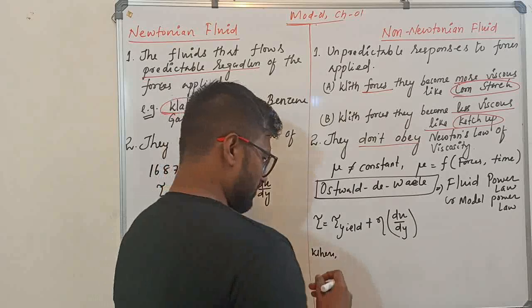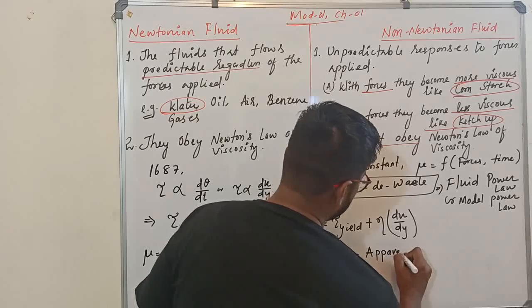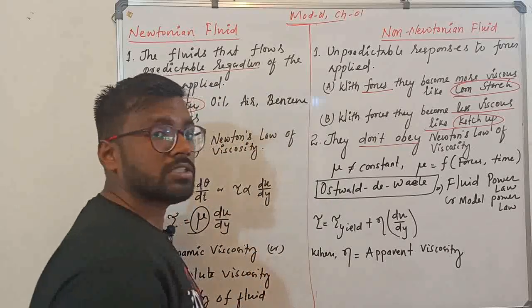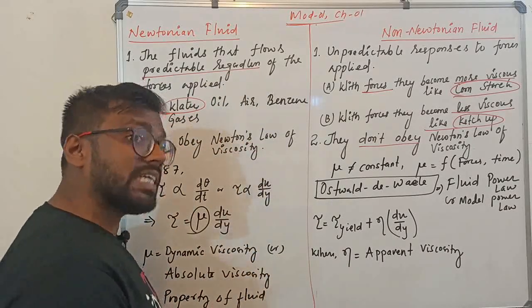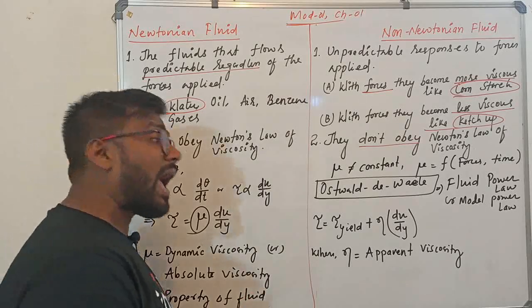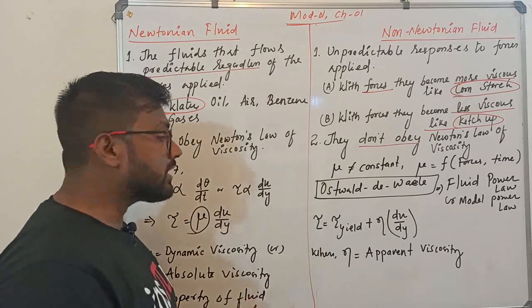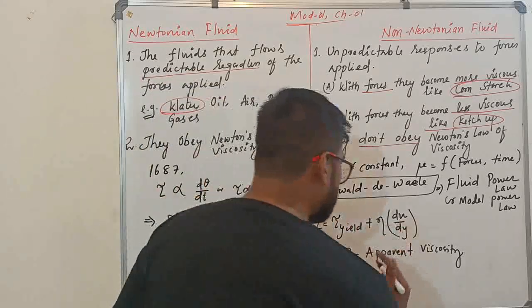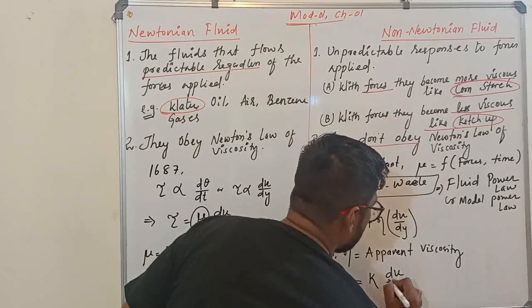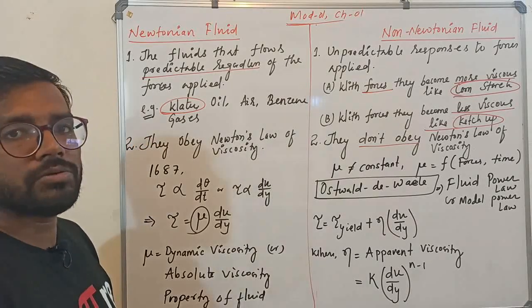Eta is your apparent viscosity. See, here viscosity is not constant. Viscosity is changing, so that's why it's not absolute viscosity. It's not a property. It's an apparent viscosity which adapts itself with respect to forces and time. And this apparent viscosity formula, what he gave, is K (du by dy) to the power n minus 1.